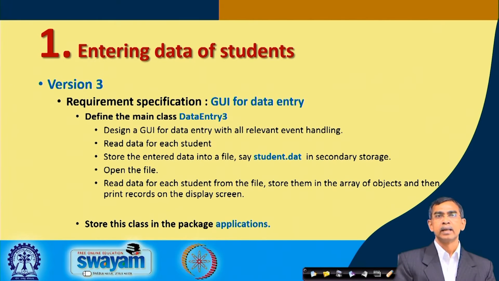And then this is version 3, the third phase of the program. Here we have to define a GUI for data entry. Again the data will be entered from the graphical user interface, that means some text fields and some buttons will be there. All those buttons also need to be handled properly, keyboard event handling should also be implemented, and once the data is entered one by one, it will basically go to the file again.